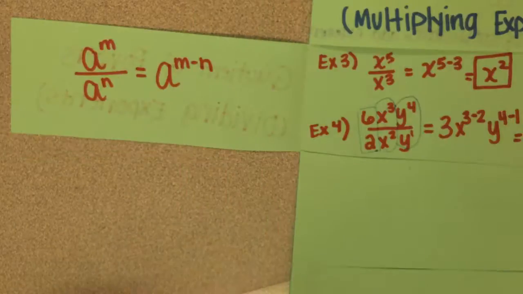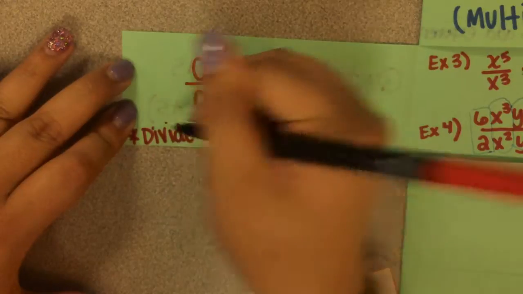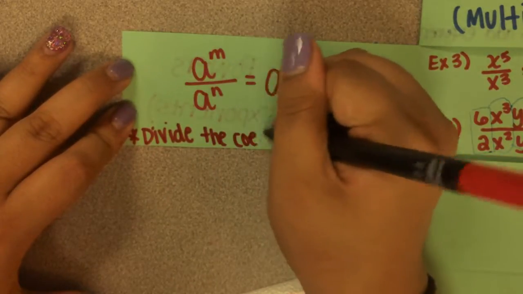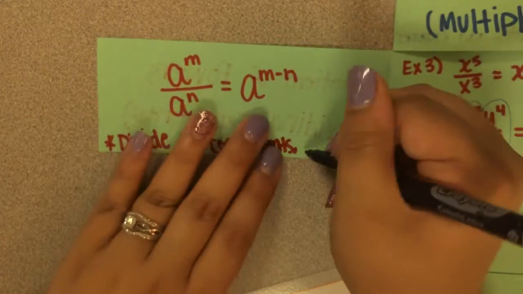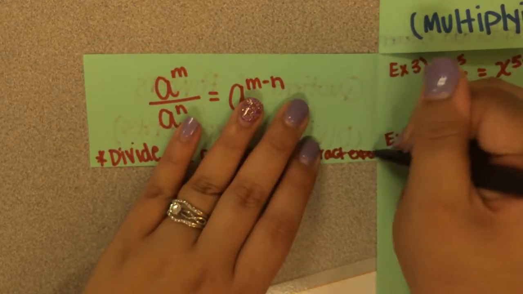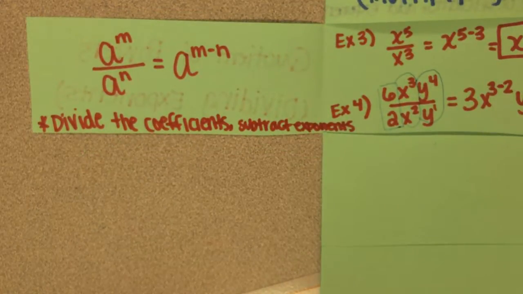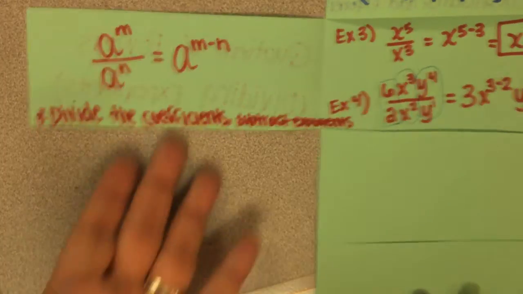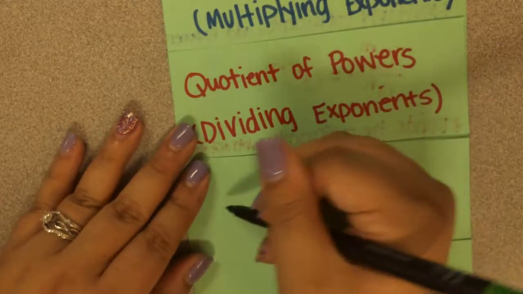So remember, let's add this in over here. For dividing, we divide the coefficients. And what do we do to the exponents? Subtract the exponents. Closing that.